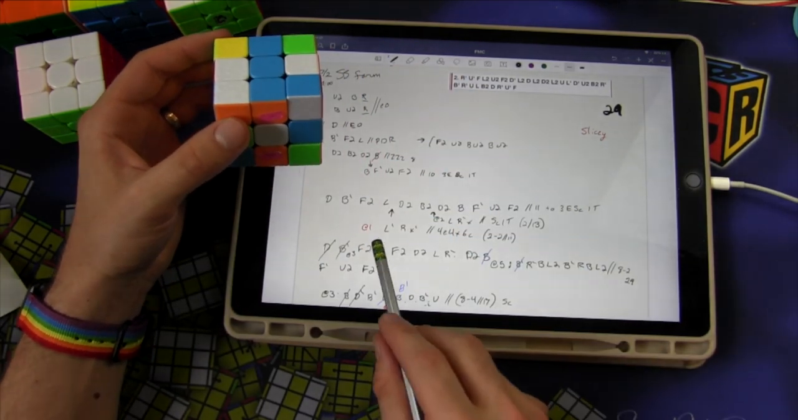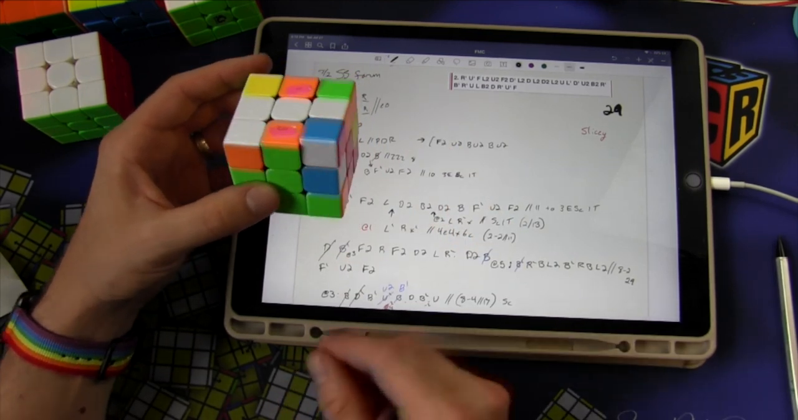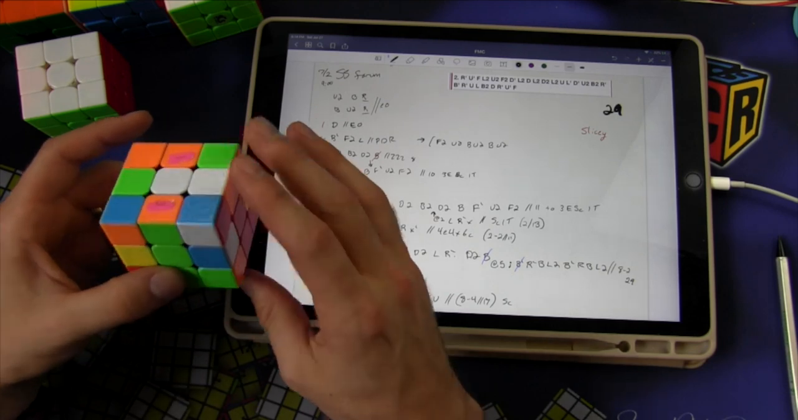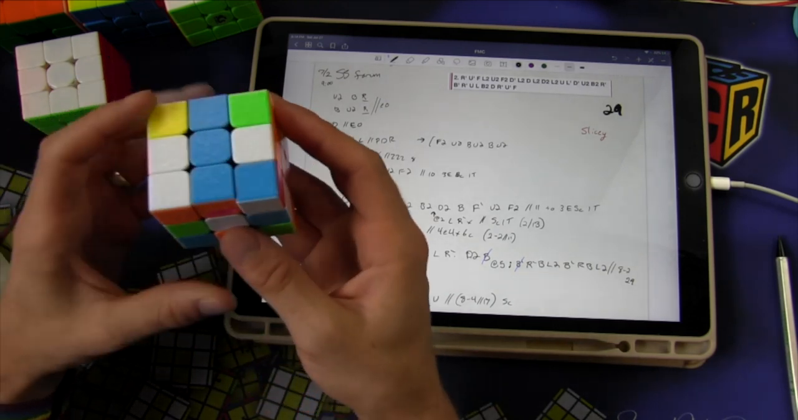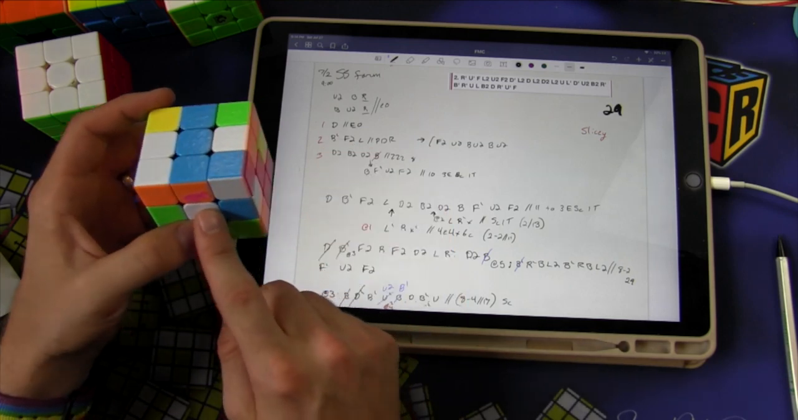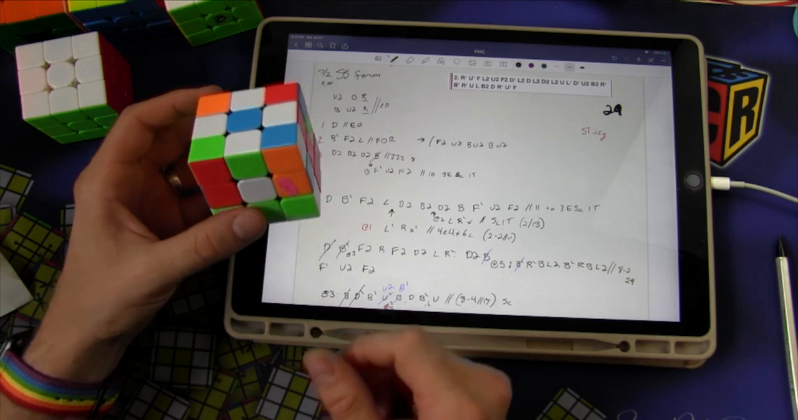Technically, it's L prime R X prime, or you could think of it as wide L L prime. But I'm going to do it like that. So we have L prime R and then X prime. So you can write it like that. And then with that now in front, D2, B2, D2, B, F prime, U2, F2.